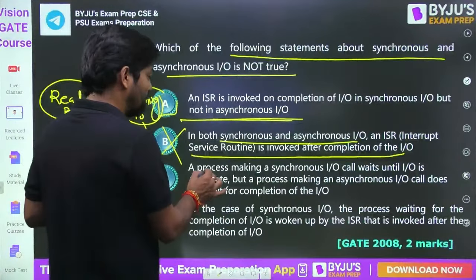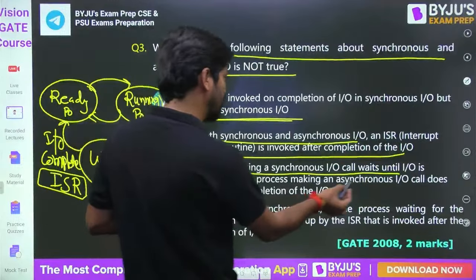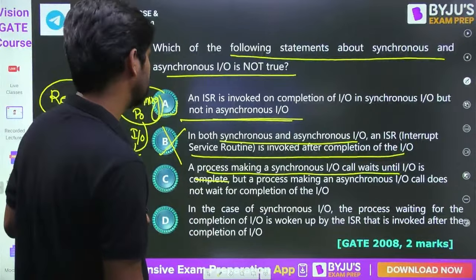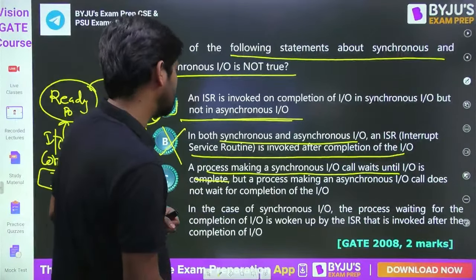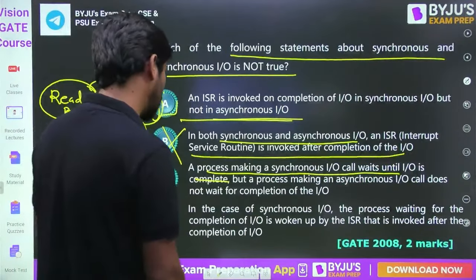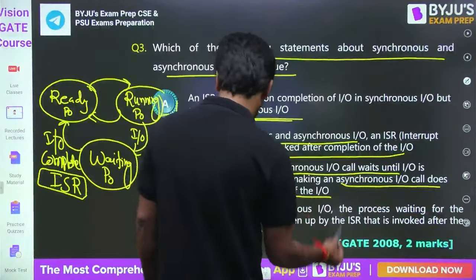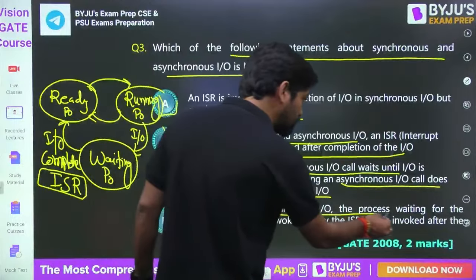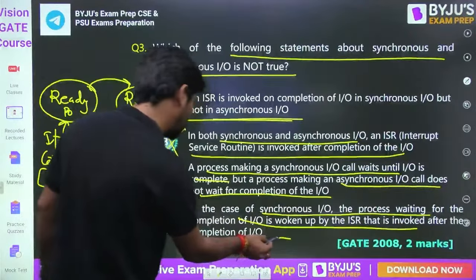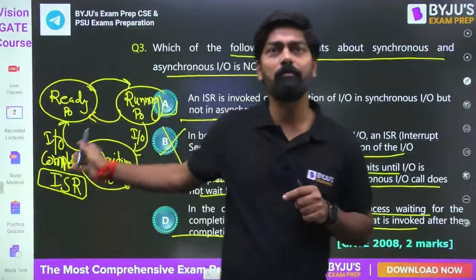Now a process making a synchronous IO call waits until the IO is completed, but a process making an asynchronous IO call does not wait for completion of the IO. And in the case of synchronous IO, the process waiting for the completion of the IO is woken up by the ISR that is invoked after the completion of the IO. No, this is also wrong. I think you got my point, what I am trying to say.